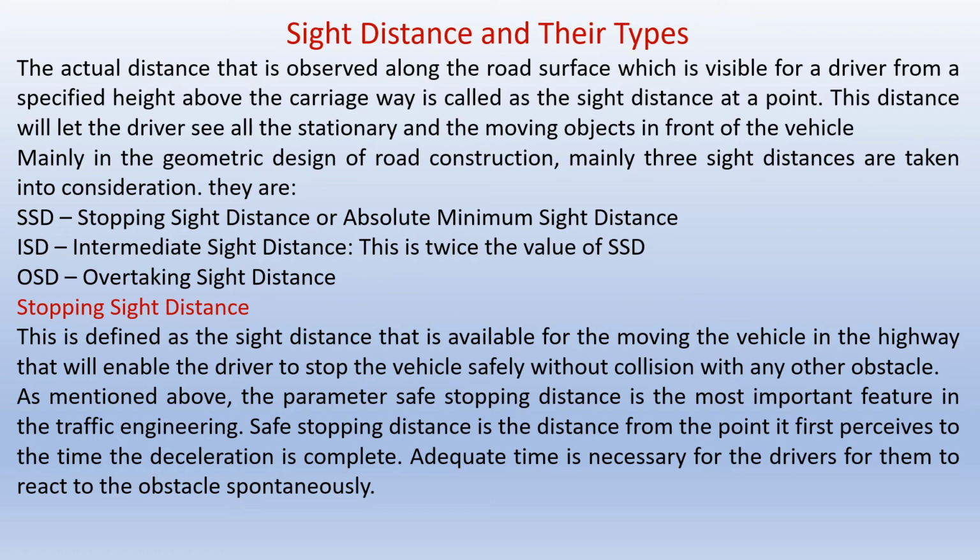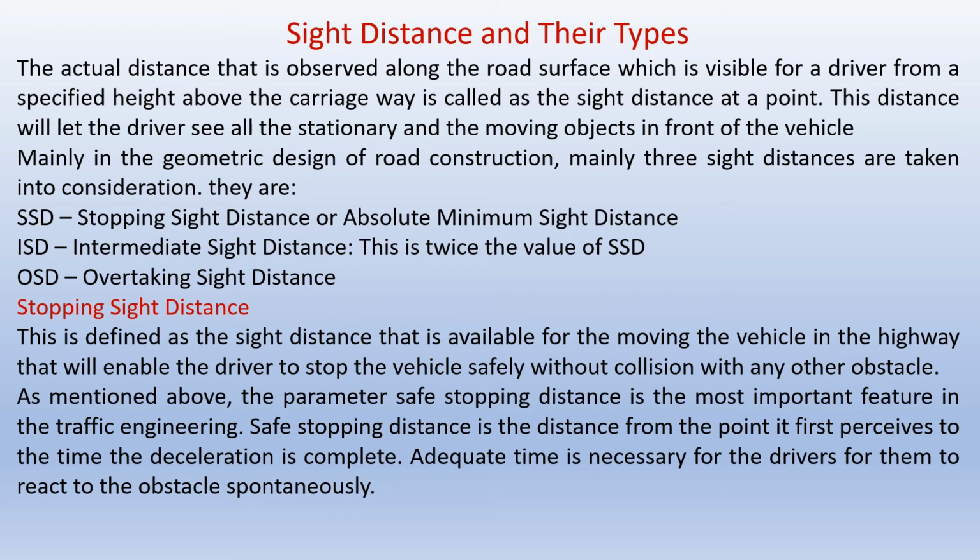Now what is sight distance? It is the actual distance that is observed along the road surface which is visible for a driver from a specified height above the carriage wheels. तीन तरह की होती है, स्टॉपिंग साइड डिस्टेंस, इंटरमीडिएट साइड डिस्टेंस एंड ओवरटेकिंग साइड डिस्टेंस.